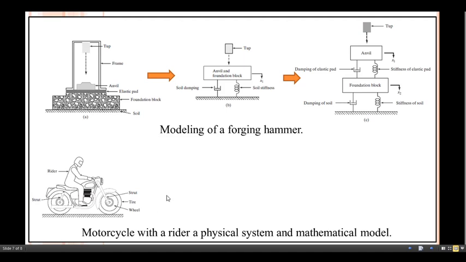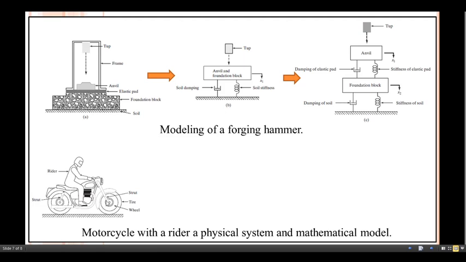Now the next example: this motorcycle with a rider, a physical system and mathematical model. Say a rider is riding this vehicle. So what are the different parts involved in this motorcycle? Here we have the stud, and here the wheel.